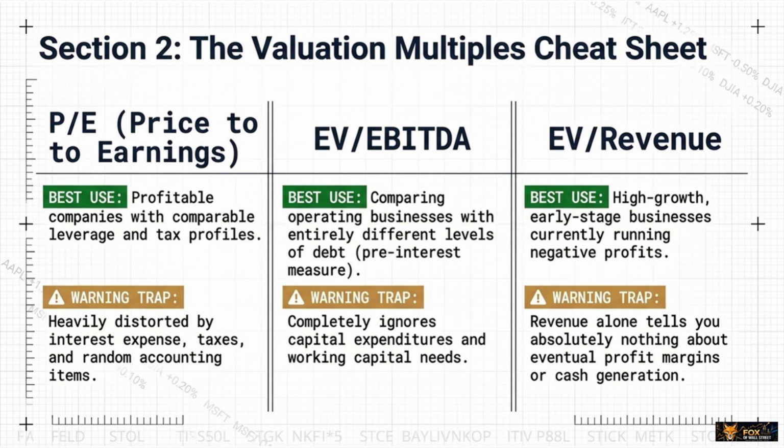Let's take the price to earnings, or PE ratio. It's a classic. It's best used for profitable companies that have comparable leverage and tax profiles. But the big caution here? PE is heavily distorted by interest expense, taxes, and random accounting items.